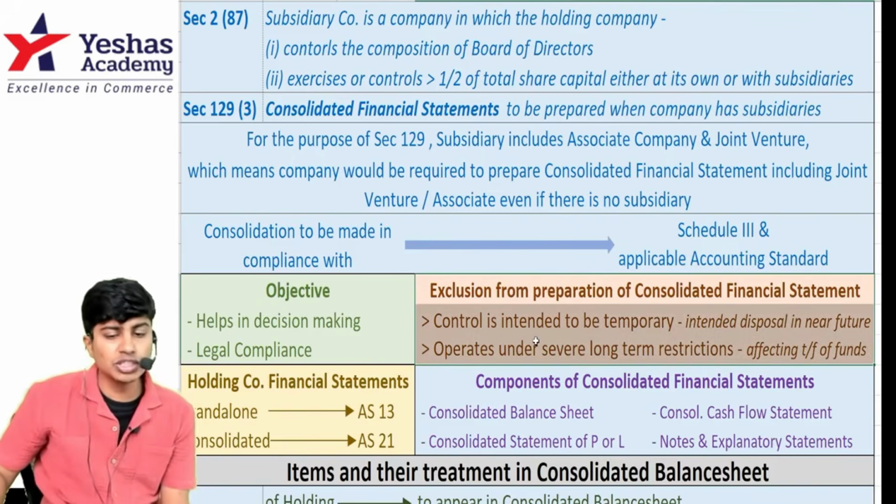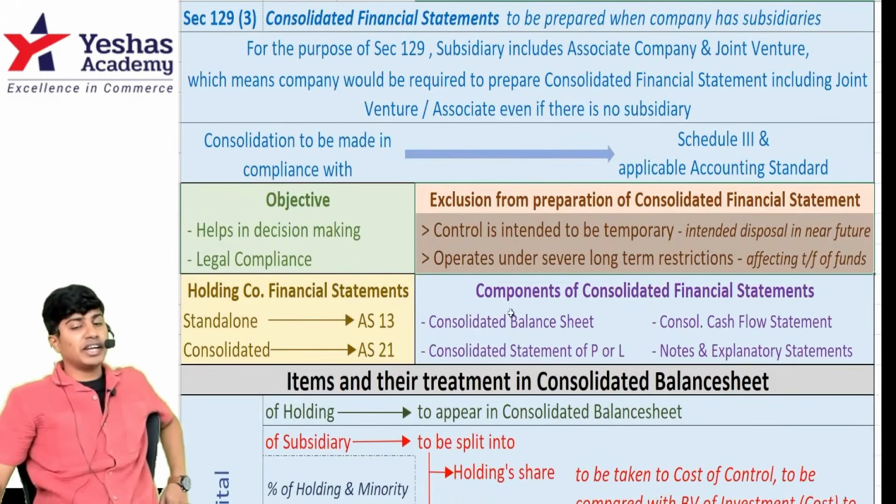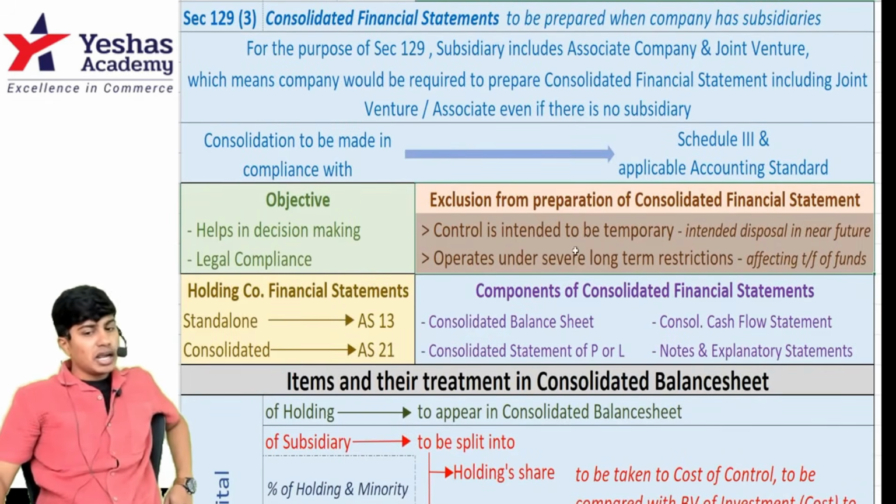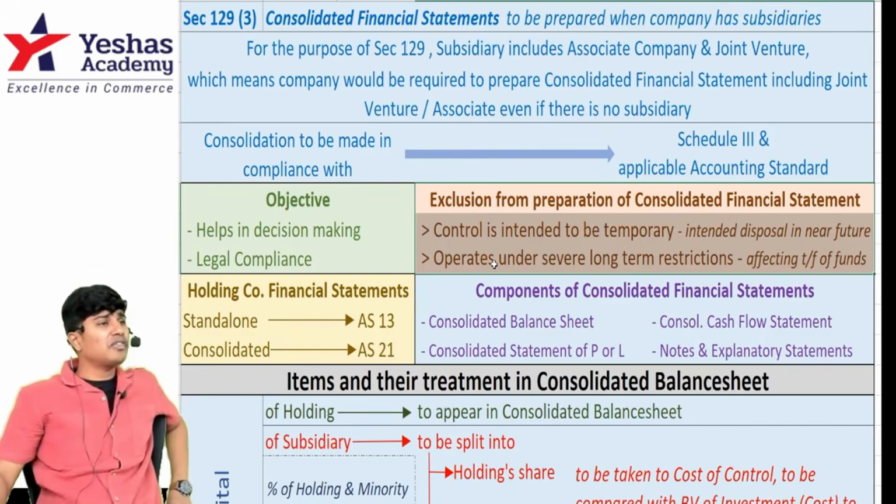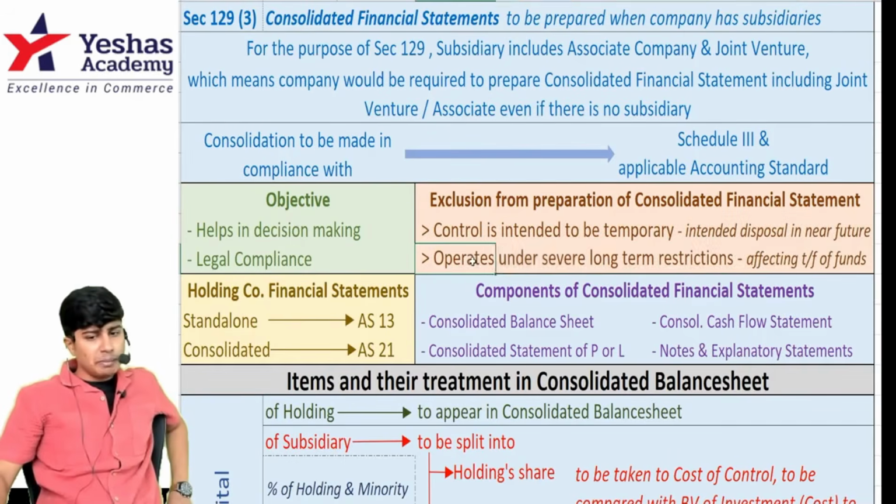Read this: exclusions for preparation of consolidated financial statements. When control is intended to be temporary or operates under severe long-term restrictions affecting transfer of funds. In this case, should you do consolidation? The answer is no. Do you want one more very good example where the government has put long-term restrictions?